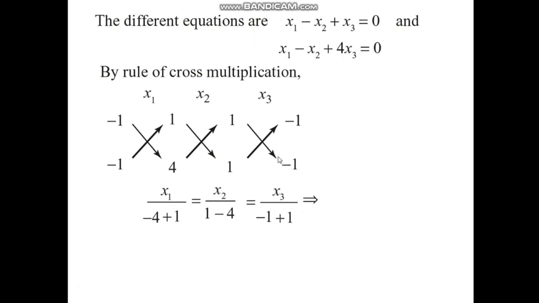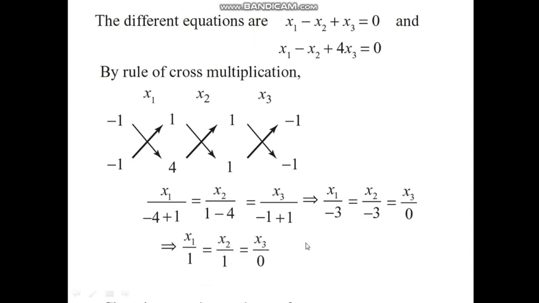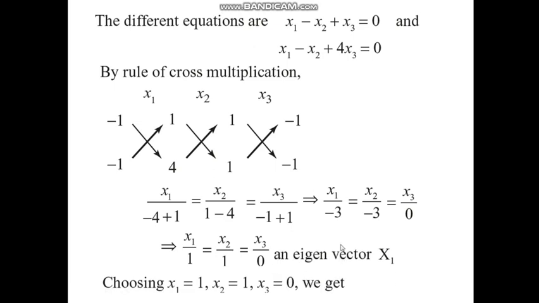Simplify this ratio. x1 upon −3 equals x2 upon −3 equals x3 upon 0. All entries in the denominator are multiples of −3. Therefore, x1 upon 1 equals x2 upon 1 equals x3 upon 0. Let us choose x1 as 1, x2 as 1, x3 as 0. We obtain an eigenvector x1 as (1, 1, 0).